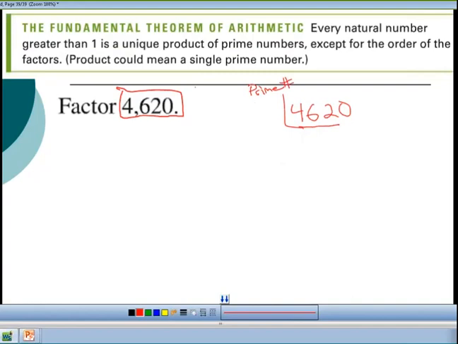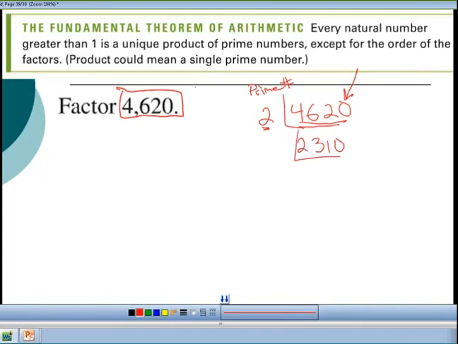Okay, so you're looking for a prime number that goes in here. So you can use your tricks that we learned at the end of the last lesson. Or what I like to do is whenever it ends in an even number, I like to keep working with 2. So I like to be very methodical and use 2 as much as I can. So I want to take 4,620 and divide it by 2. So 4,620 divided by 2 gives us 2,310.